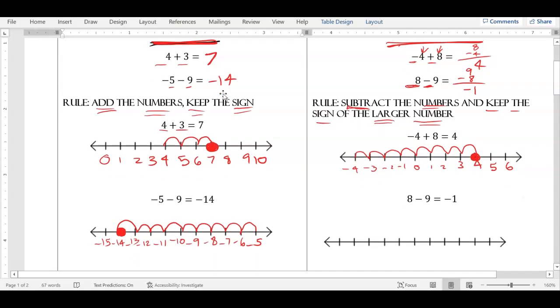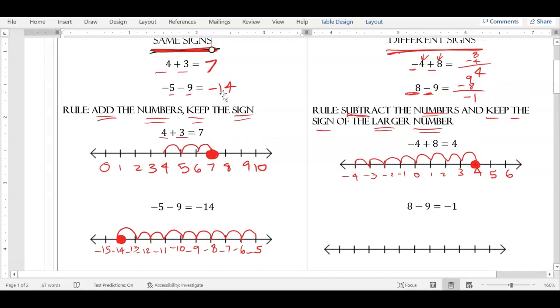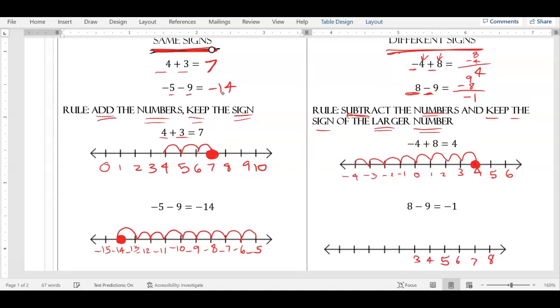And then for 8 minus 9, let's go ahead and put 8 at the far right, and then go descending to the left. And we got to make sure we start at 8 and subtract 9. It goes to the left 9. 1, 2, 3, 4, 5, 6, 7, 8, 9. Okay. So those are your two rules for solving these.